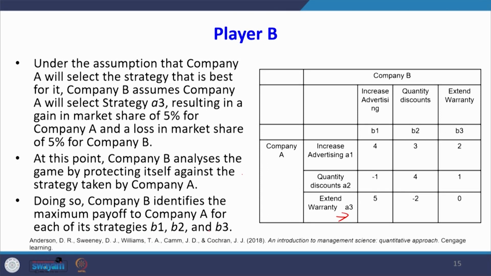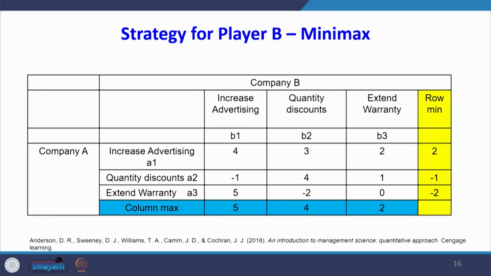B1, B2, B3. So, here what will happen? Company A will always try to maximize its gain. Suppose B goes for B1, company A will go for A3. If B goes for B2, company A will go for A2. If B goes for B3, company A will go for A1. So, here B is going to follow a strategy called minimax. We are finding the maximum loss column-wise. For example, B1 maximum is 5, B2 maximum is 4, B3 maximum is 2.